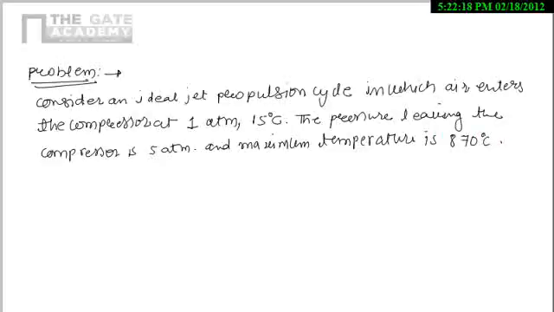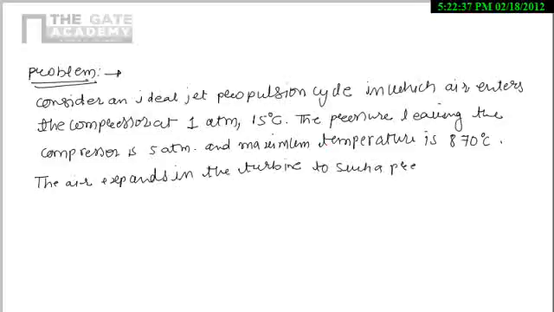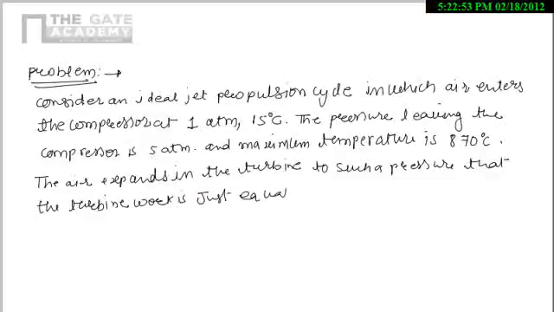70 degrees centigrade. The air expands in the turbine to such a pressure that the turbine work is just equal to the compressor work.